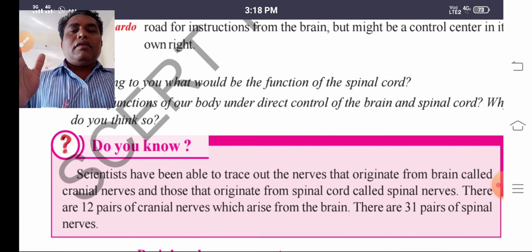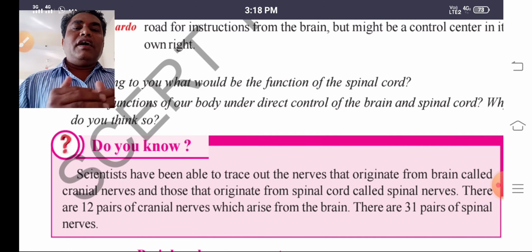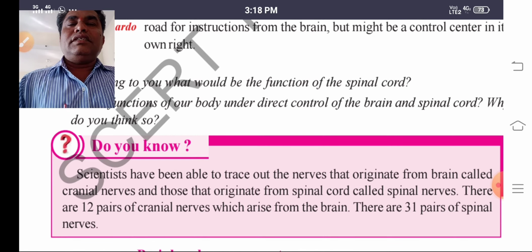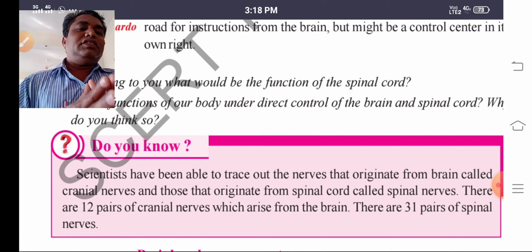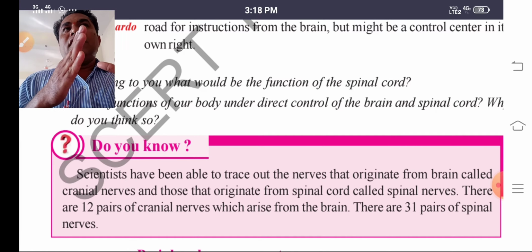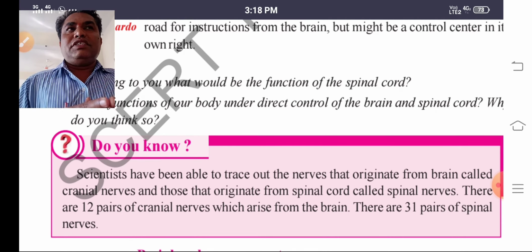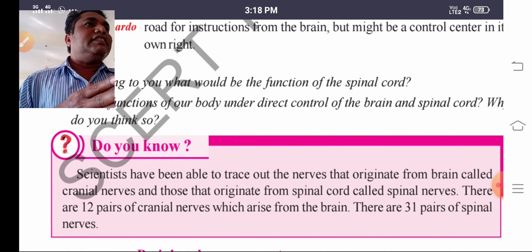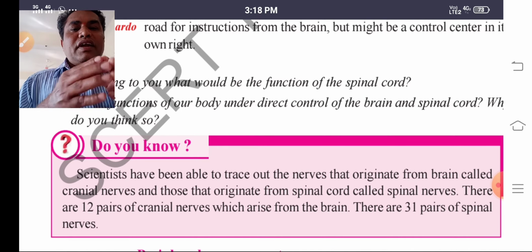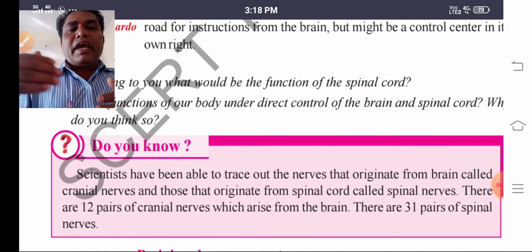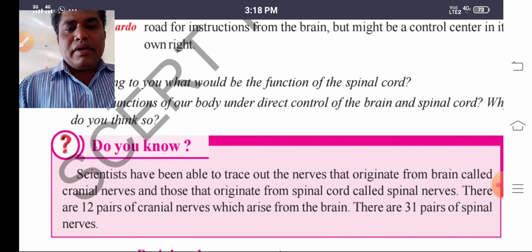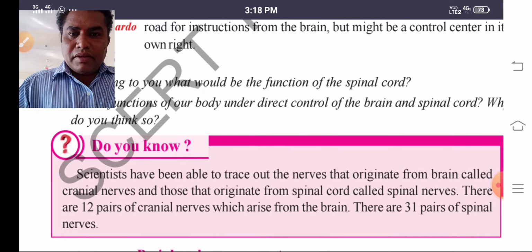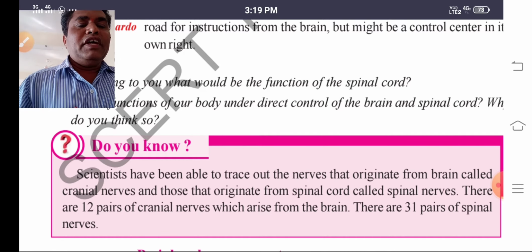So now with the spinal cord, the CNS, central nervous system, is over. But here is PNS. This pink box is totally about the second part of the nervous system. The second part is called PNS, peripheral nervous system. The peripheral nervous system has two types of nerves, cranial nerves and spinal nerves. Cranial nerves develop from the brain, spinal nerves develop from the spinal cord.